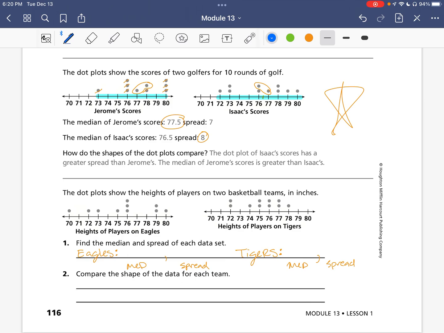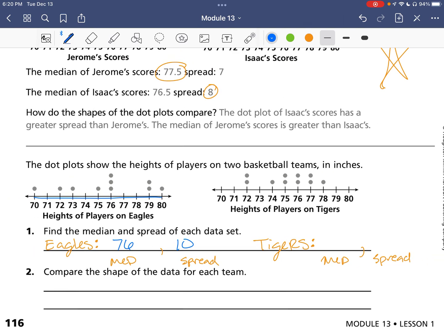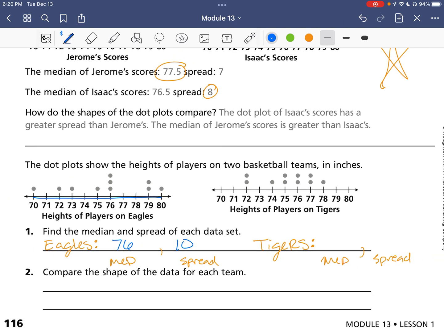All right, for the Eagles, their median number is 76. And then they have a spread of 10. And our Tigers have a median of 75.5. So we get left with these two dots here. And then we have a spread much smaller of 6.